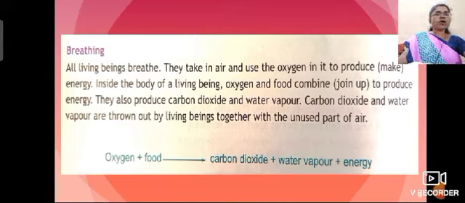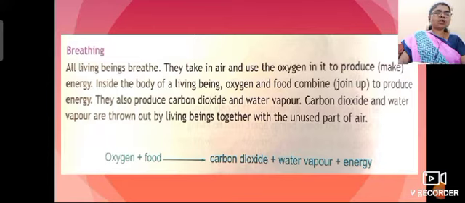And inside the body of a living being, oxygen and food join up, okay, combine together to produce energy, okay. And they also produce carbon dioxide and water vapor, you can see when you get sweating, isn't it? Carbon dioxide and water vapor are thrown out by living beings together with the unused part of air, okay.